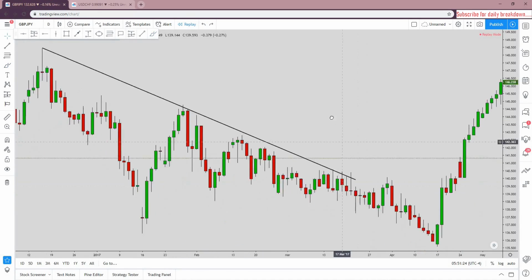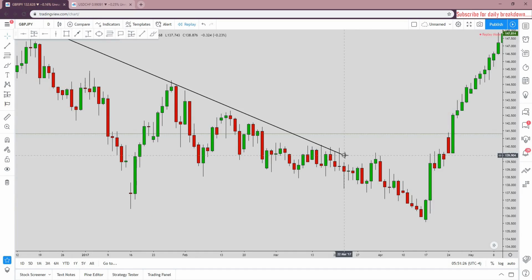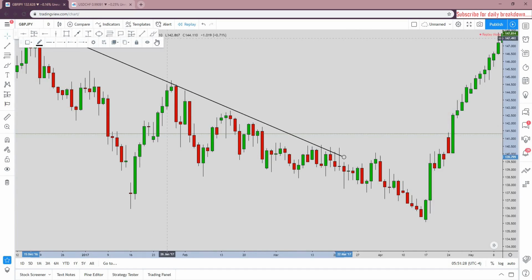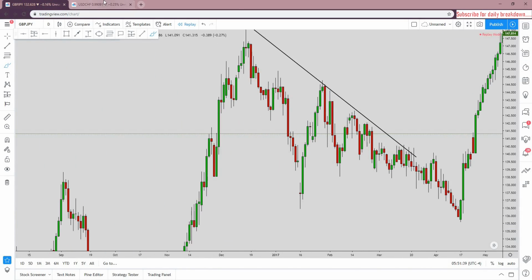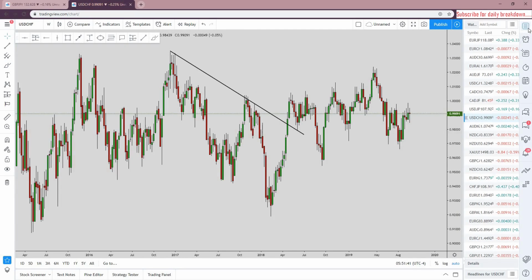Very simple concept. And if you do this, basically what you do is you identify this level of resistance that it would not have been possible to identify if you had drawn it in the other way. Now let's just keep going with more examples.